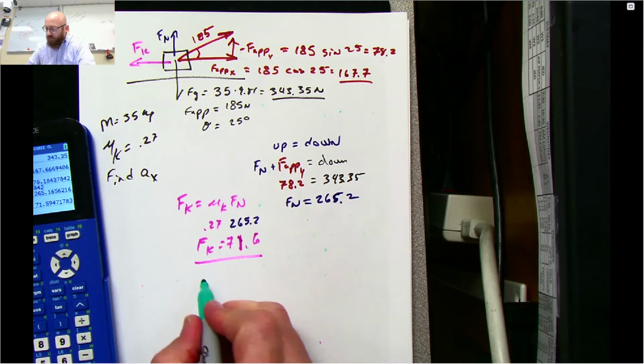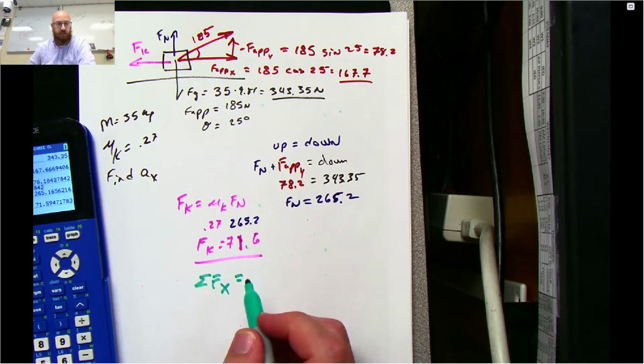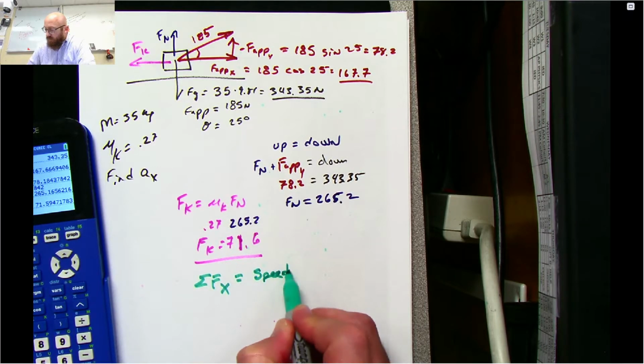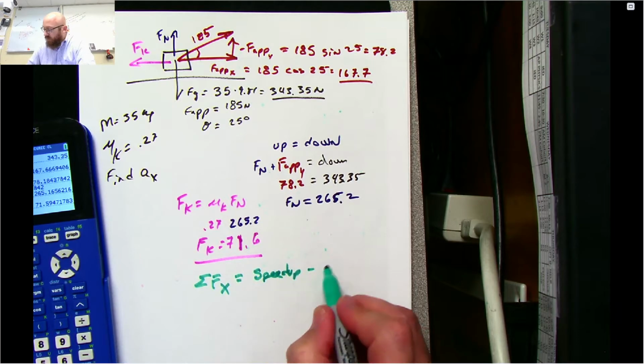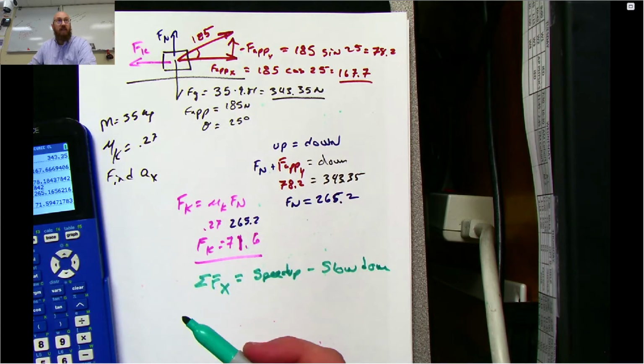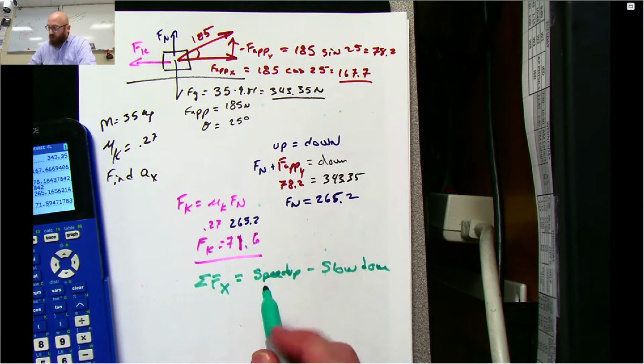every single time we'll do the sum of the forces in the x direction. Speed up minus your slow down. In this case, we're not on an angle. We're not on a surface or an incline, so the only thing speeding me up is the force applied in the x, minus force due to friction.